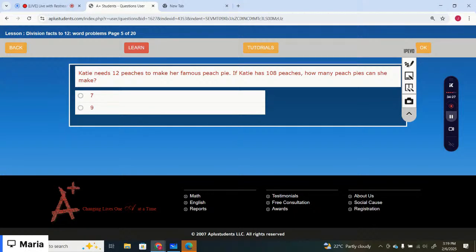Very good. 12 times 9 is 108. That isn't 180, that is 108. 12 times 9 is 108. Option number 2 is the correct option.